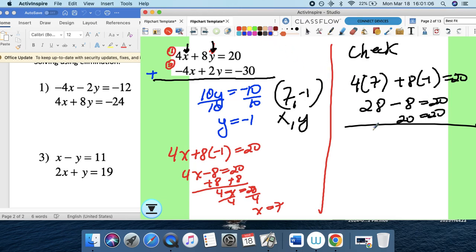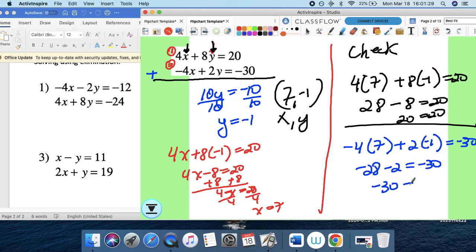Bottom one, equation 2. Negative 4 times 7 plus 2 times negative 1, and that should give me negative 30. Negative 4 times 7 is negative 28. 2 times negative 1 is negative 2. Does that equal negative 30? Negative 28 minus 2, it is indeed negative 30. And look at that. The point (7, negative 1) worked for both equations. So that is the point of intersection, and that satisfies equation 1 and equation 2. That's it. That was really it.